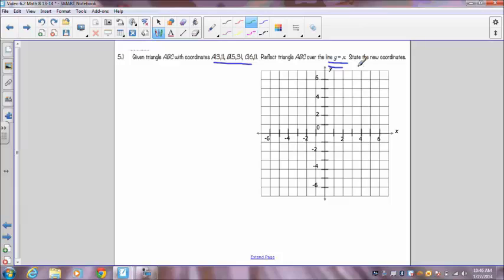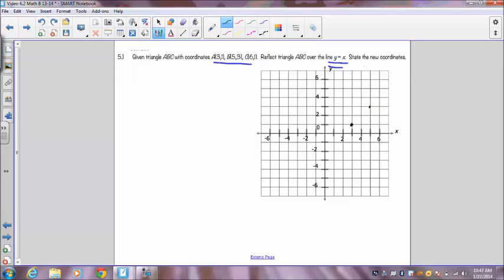So the first thing that I always have to do is graph out my original triangle, my original shape. So in this example, it tells you what A is. A is 3, 1. So I'm going to go to 3, 1, and I'm going to put a dot there. And I'm going to label that A. My next value is B, which is 5, 3. So I'm going to go to the right 5 and up 3. I'm going to put a B there.